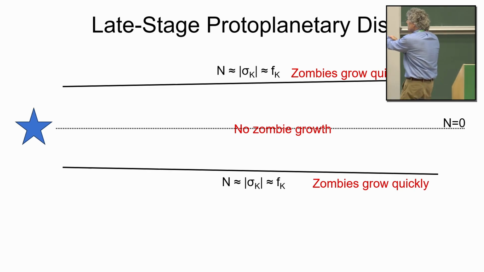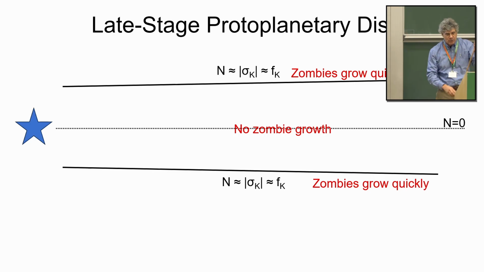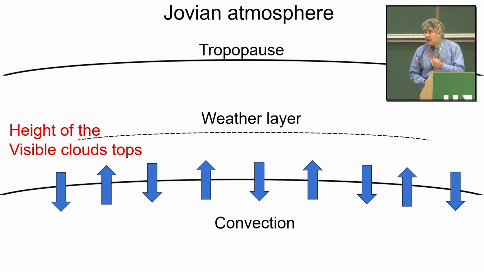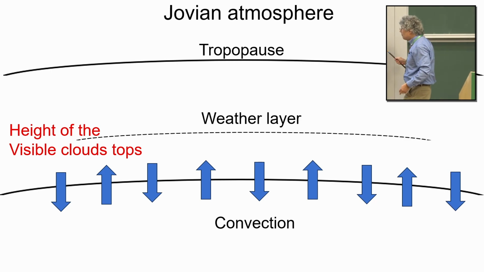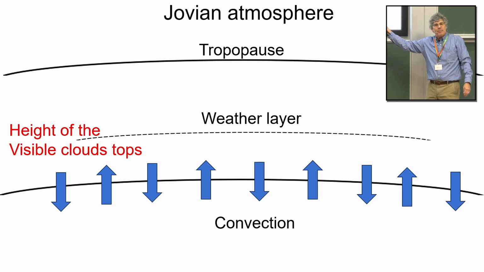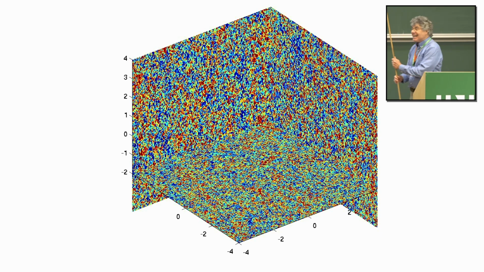So no zombie growth at the midplane, it grows quickly above and below by a couple pressure scale heights, and then it doesn't grow very fast at all. Okay. So that's what I say. This is similar to this problem in Jupiter, where here's our forcing way down here, but we want to know what's happening up here. But here we're actually going to do the numerical calculation and answer that.